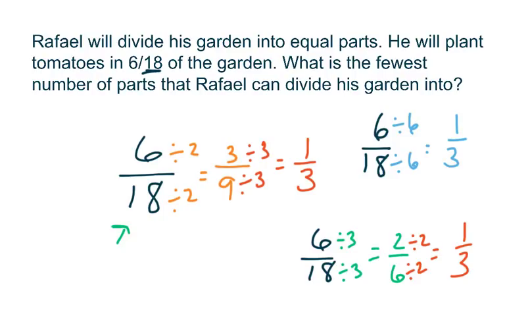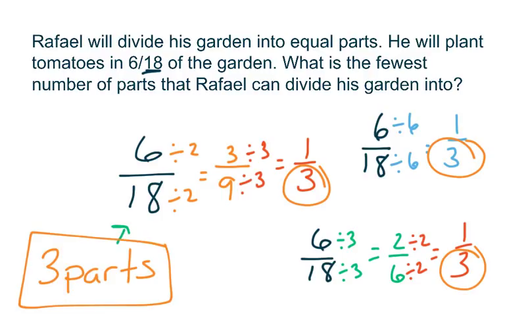Now our question's asking us what is the fewest number of parts that Raphael can divide his garden into. So we're specifically looking for our denominator. So the fewest number of parts that Raphael can divide his garden into would be 3. Notice how our question didn't ask for the fewest number of tomato plants that he will plant. It's asking for those parts, which is referring to our denominator.